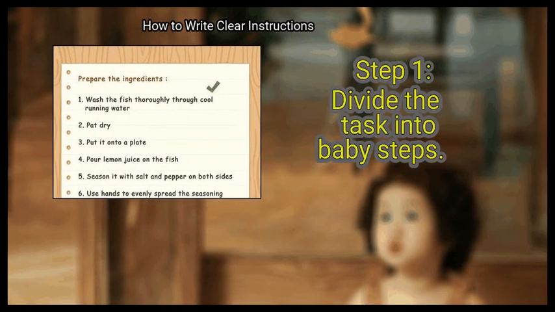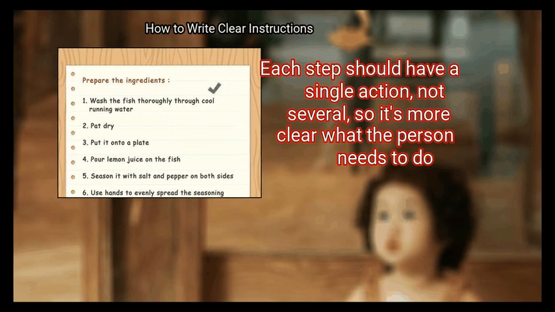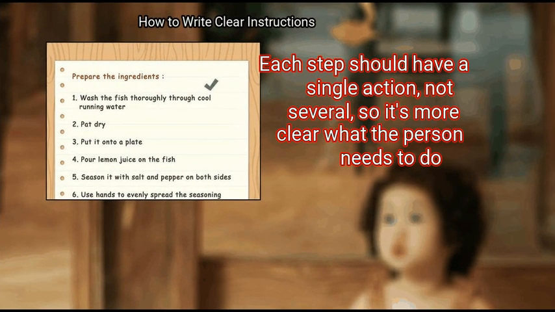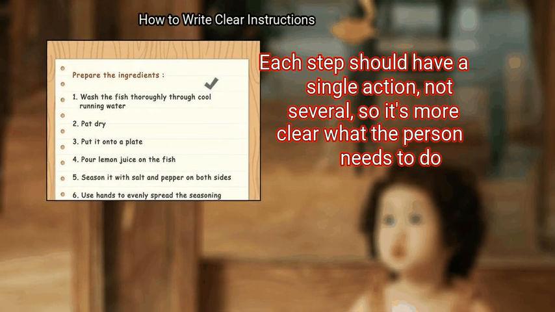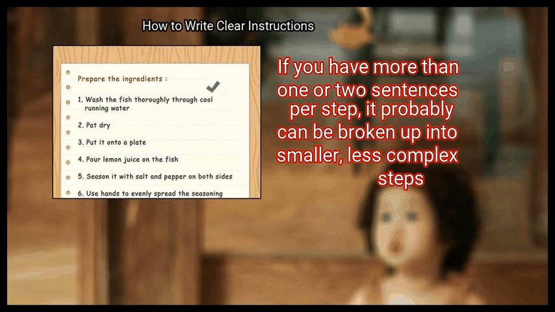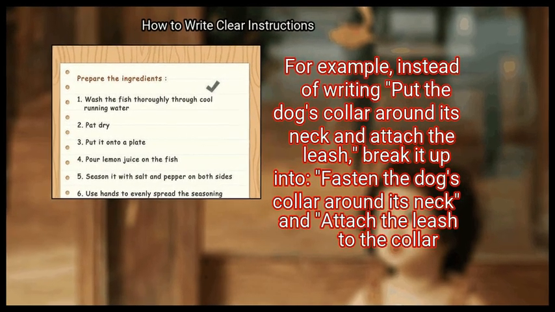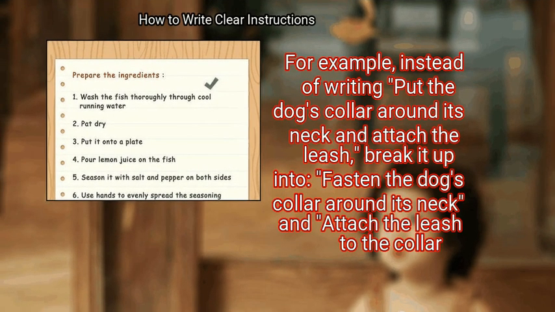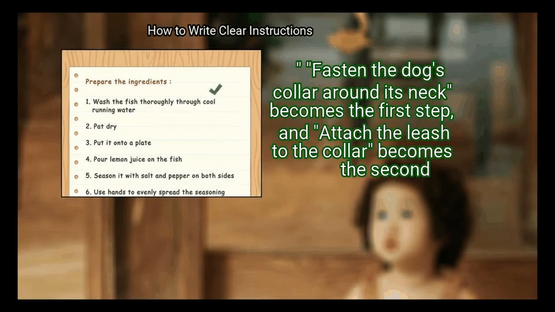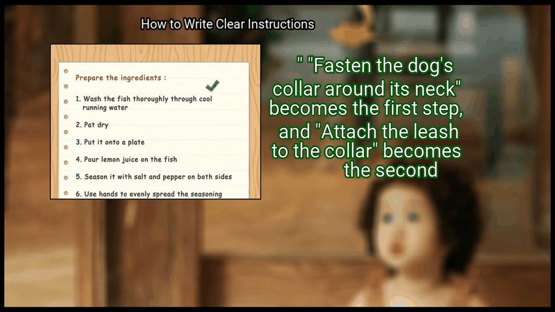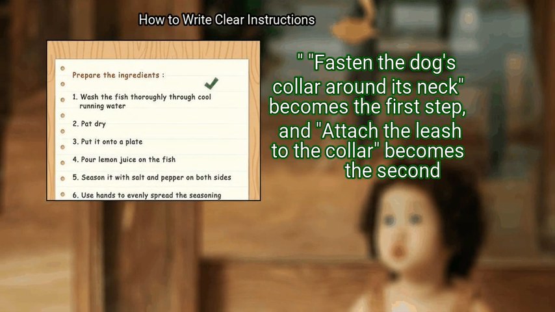First is divide the task into baby steps. Each step should have a single action, not several, so it's more clear what the person needs to do. If you have more than 1 or 2 sentences per step, it probably can be broken up into smaller, less complex steps. For example, instead of writing, "put the dog's collar around its neck and attach the leash," break it up into "fasten the dog's collar around its neck" and "attach the leash to the collar." "Fasten the dog's collar around its neck" becomes the first step. And "attach the leash to the collar" becomes the second.